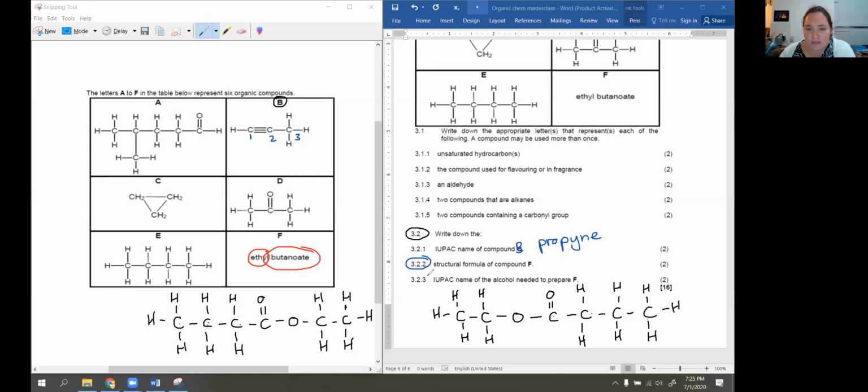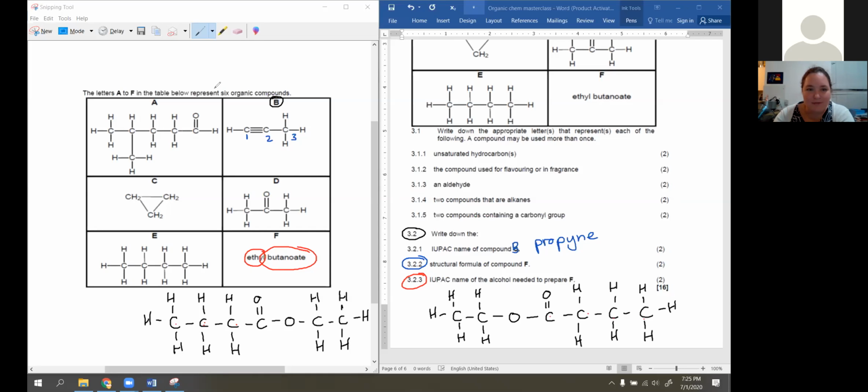All right, last question on the sheet: please write down the IUPAC name of the alcohol needed to prepare compound F. I'm going to quickly pause the sharing. Please write down the name of the alcohol needed. Give me a thumbs up if you've got your answer.